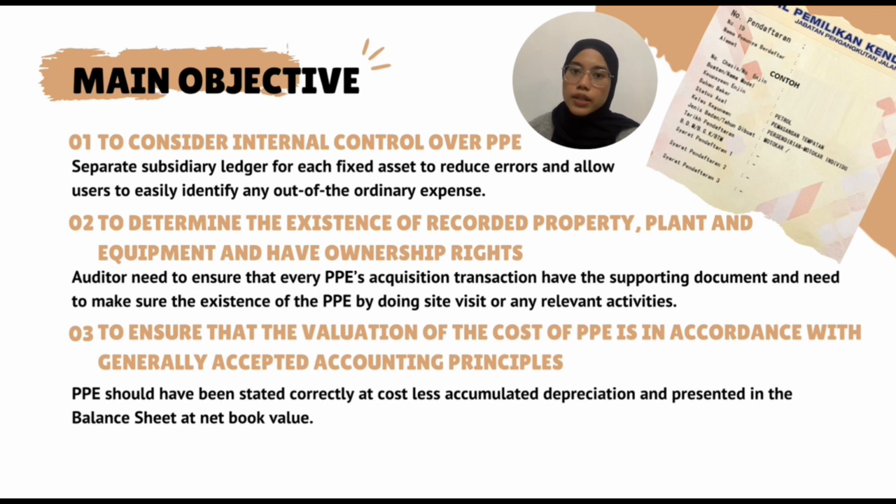Next is to determine the existence of recorded PPE and that there is ownership right. By verifying that, the auditor needs to ensure that every PPE acquisition transaction has supporting documents like grant, invoice and so on, and needs to verify the existence of PPE by doing a site visit or any relevant activity.